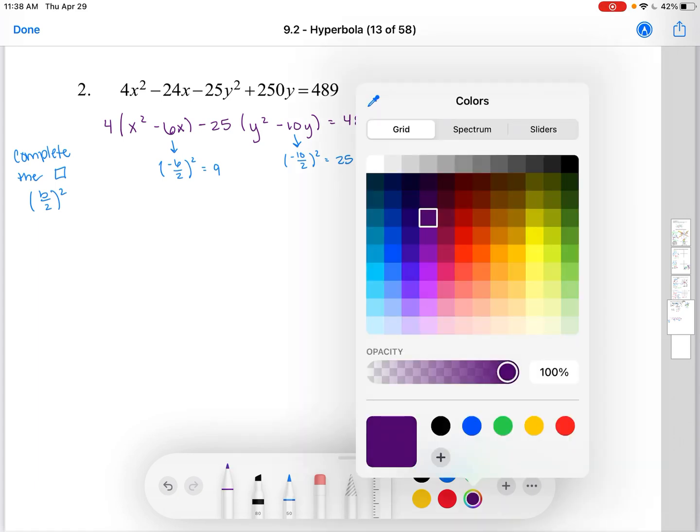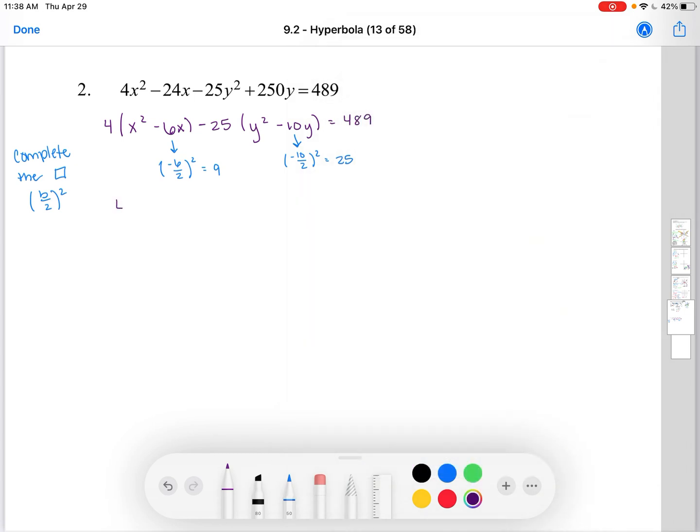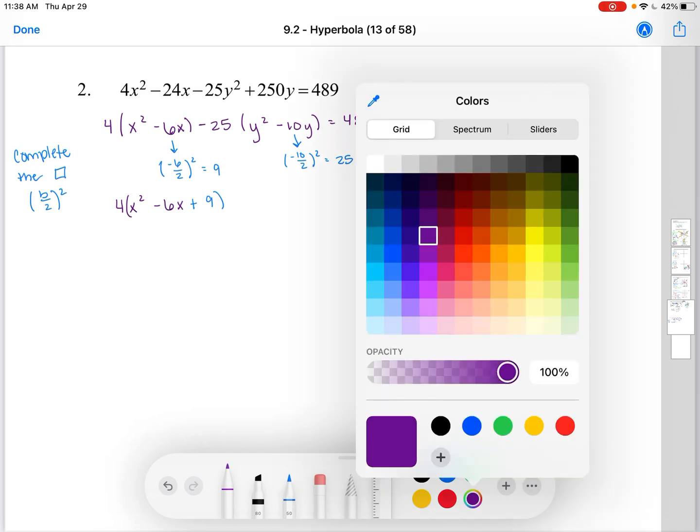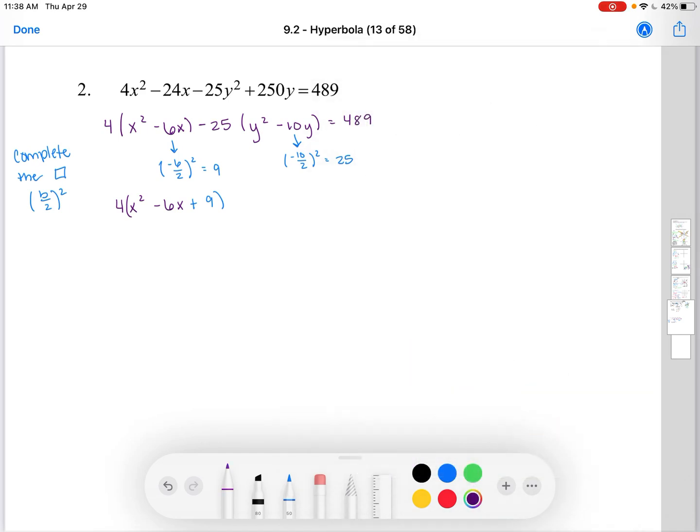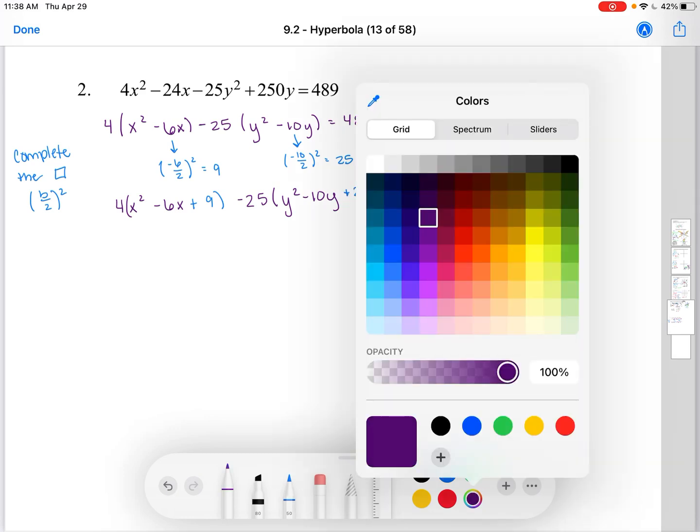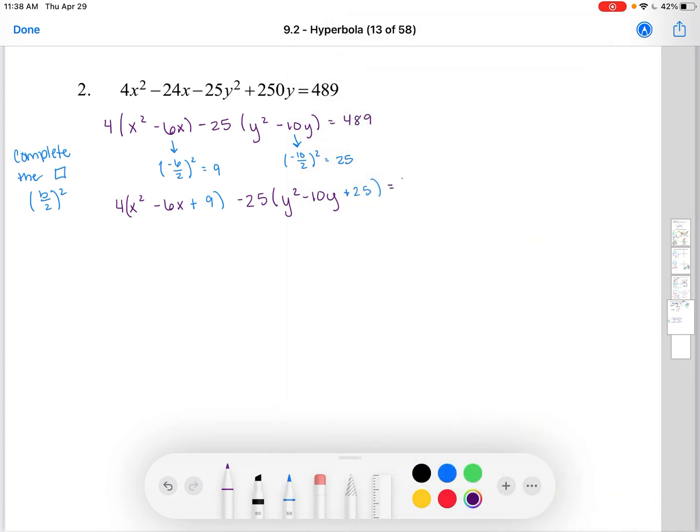What that is going to tell me is I'm going to keep the exact same thing. Notice how I'm keeping colors the same as I go through here. I'm going to keep the exact same thing I had up above, but now that I just completed this square, that's going to be the value I add in with those parentheses. Keep the minus 25, keep the y squared minus 10y, and I'm going to add 25 to this parentheses. And it still, at this moment, is equaling 489.